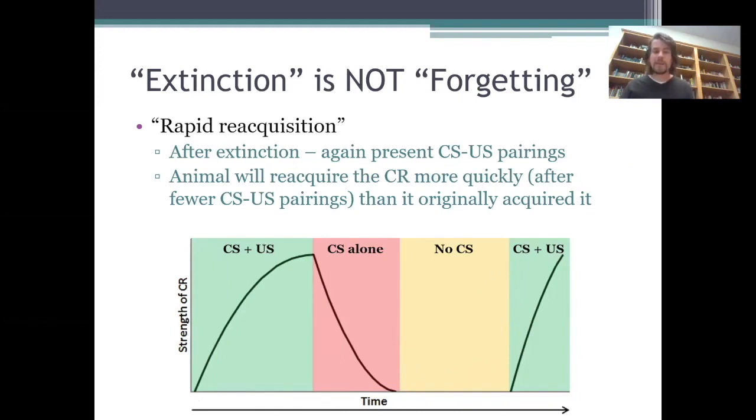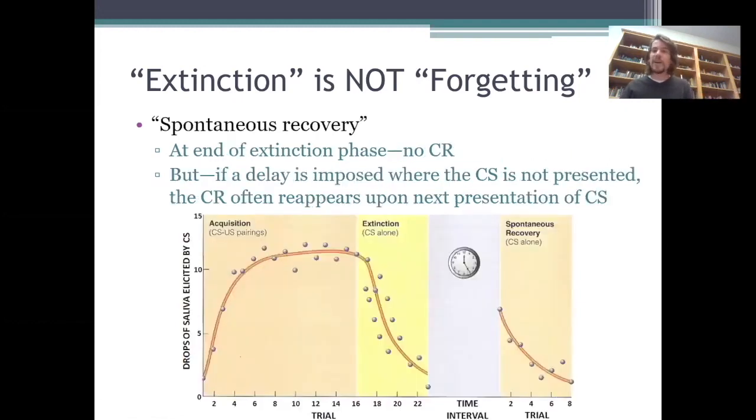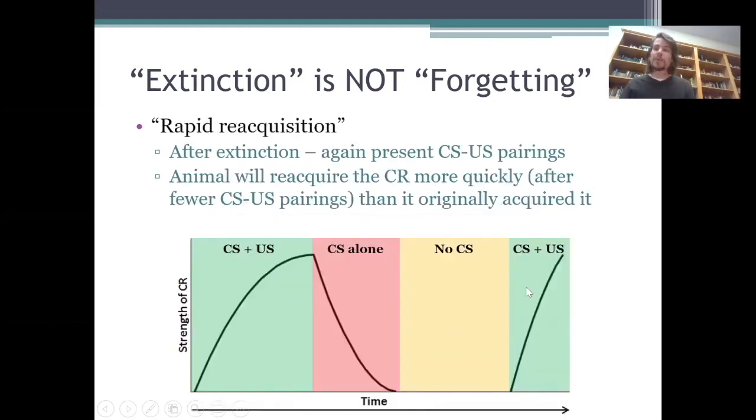So basically, again, these are both post-extinction phenomena, right? You go through acquisition, then extinction. But with spontaneous recovery, you basically introduce a second extinction phase after the first one, because to demonstrate spontaneous recovery, you present the CS all by itself again, just like you were doing during extinction. And with rapid reacquisition, you basically introduce a second acquisition phase after the extinction phase, because now you're back to pairing the CS with the US again.